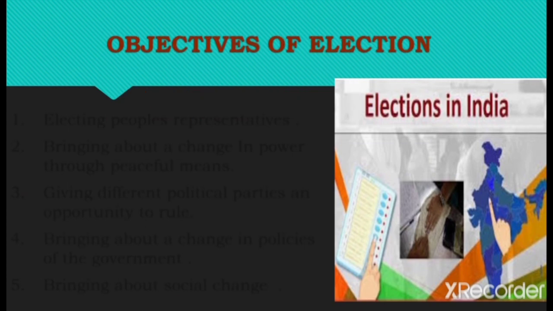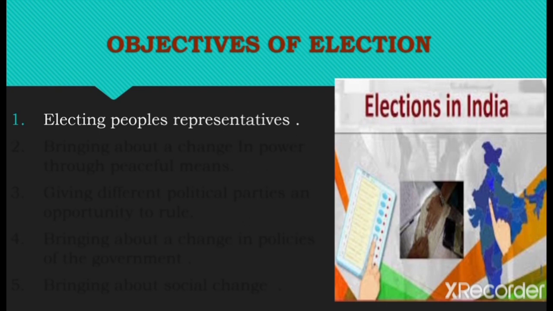Coming towards the objectives of election: electing people's representative. So we give the vote and we select a representative. The one who gets the majority of the vote is considered as a representative.